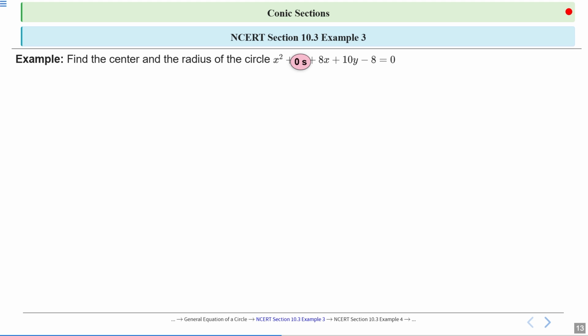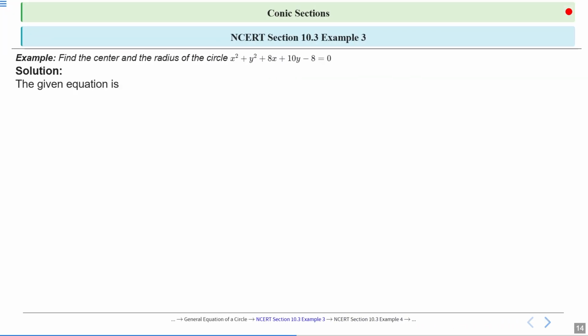Okay, students, now we will solve this example. The given equation is x square plus y square plus 8x plus 10y minus 8 equal to 0. Group the x terms and y terms. Then we obtain the equation x square plus 8x plus y square plus 10y equal to 8.